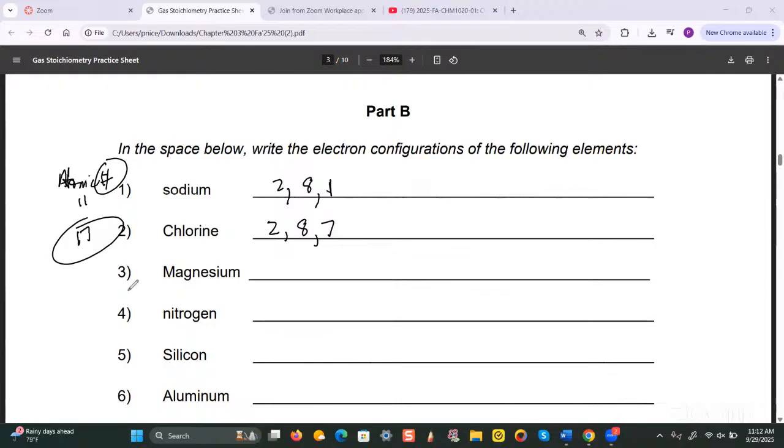Okay, so let's see if you can do it for magnesium. If you go to the periodic table, you see that magnesium has an atomic number of 12, right? So how many electrons will go into the first shell? Remember, the maximum number of electrons that can go into the first shell is 2. The maximum that can go into the second shell is 8. The maximum that can go into the third shell is 8. And then in the fourth shell, it's 2.